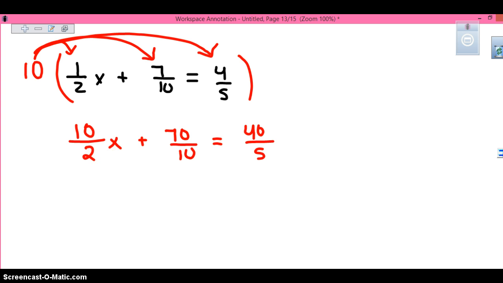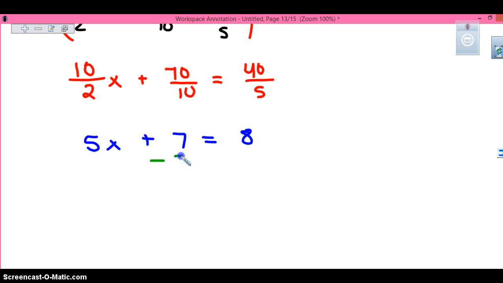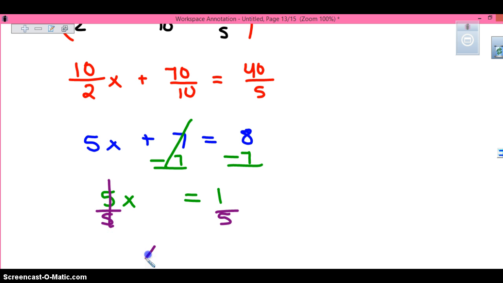We can simplify each of these. 5x plus 7 equals 8. And now we can solve like we've been doing in the past, with the inverse operation of addition, which is subtraction. What you do to one side, you do to the other. The inverse of multiplication is division. x equals 1/5.